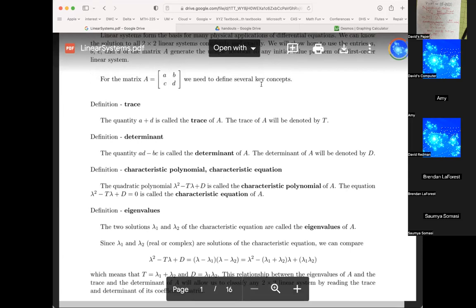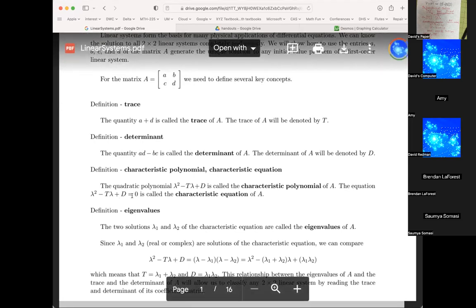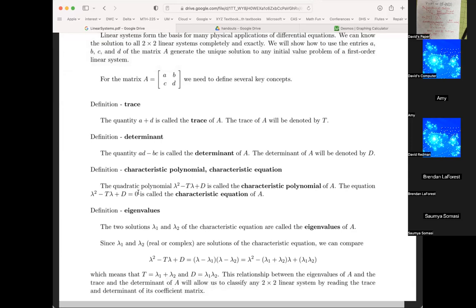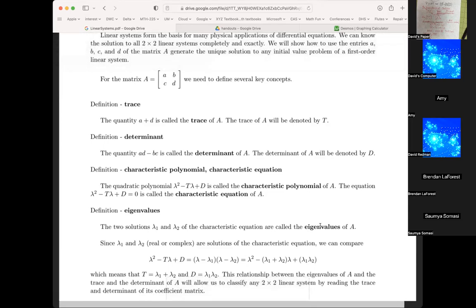A matrix A, B, C, D, here are some key concepts you have to know. Trace, determinant, characteristic polynomial, characteristic equation. And then after that, there's a quadratic polynomial, right? It's got to have answers. In fact, you're experts at solving quadratic polynomials. The two solutions of the characteristic equation are called the eigenvalues of A. Very, very important values. Eigenvalues from the German Eigenwert, which meant unique value or unique worth. So the two solutions of this characteristic equation have a unique worth to us.